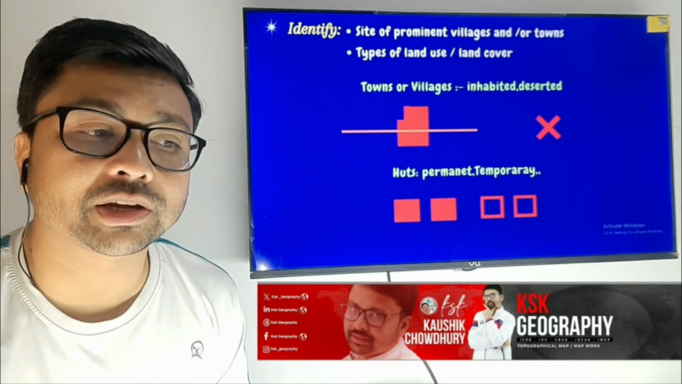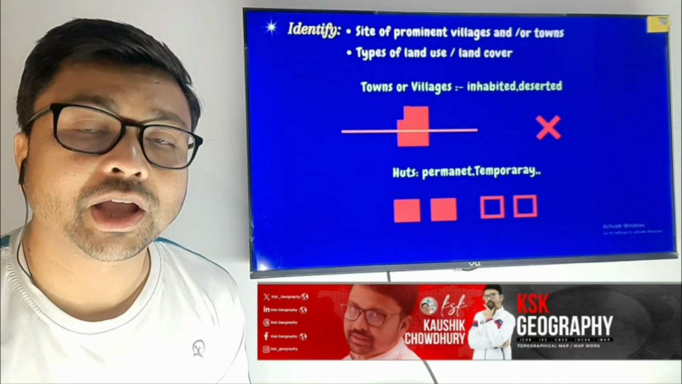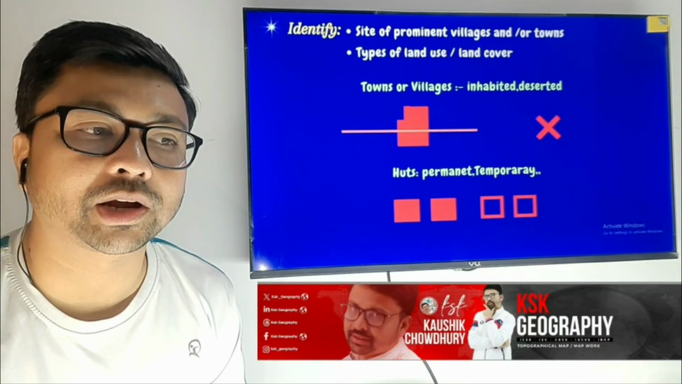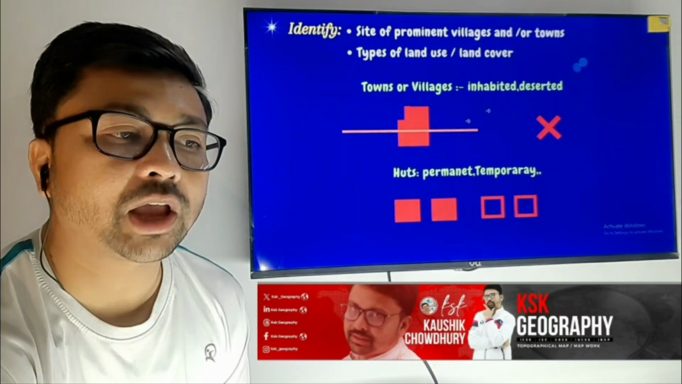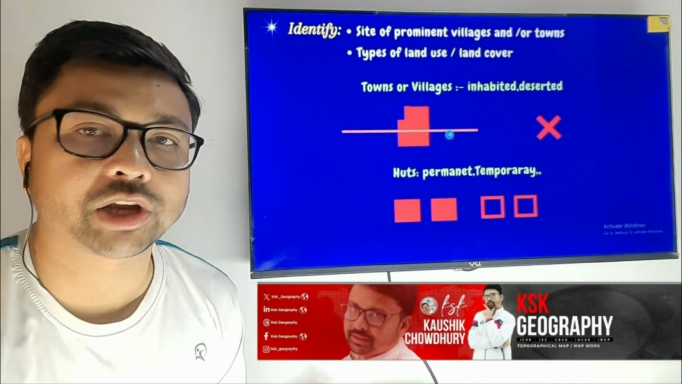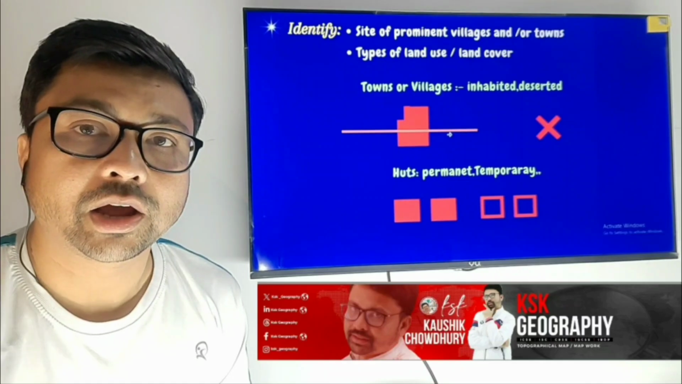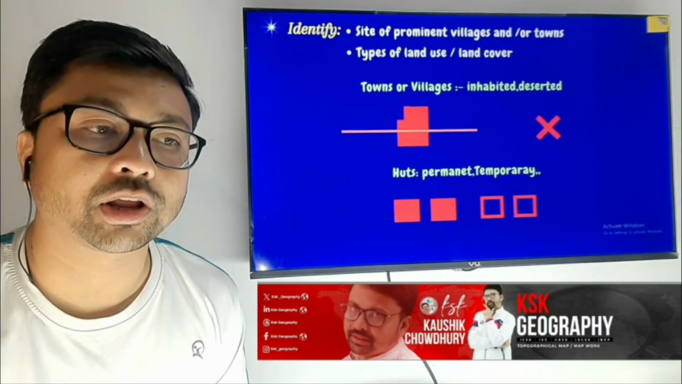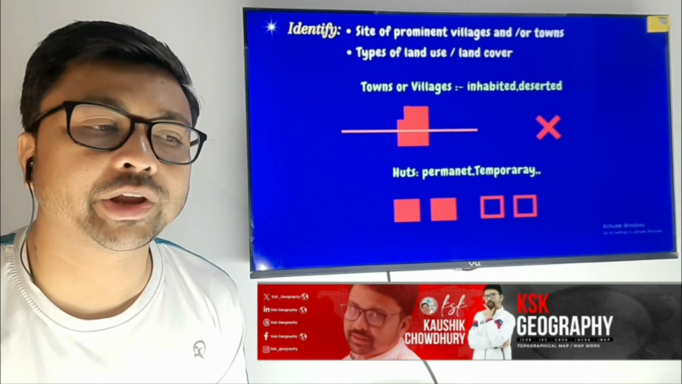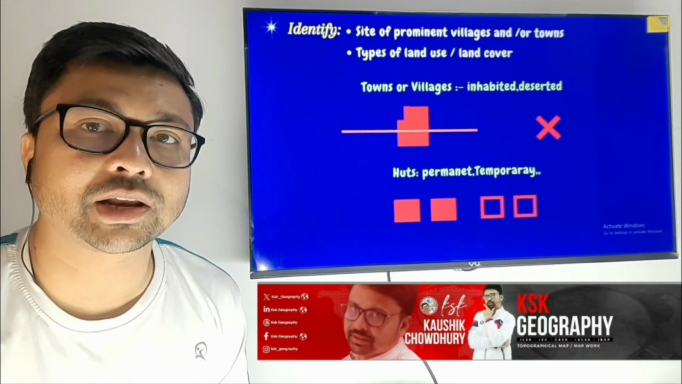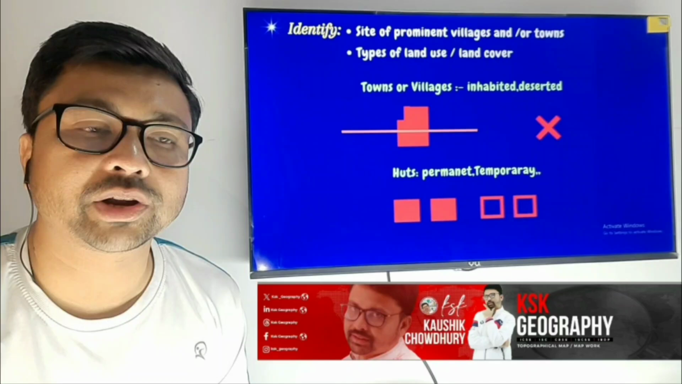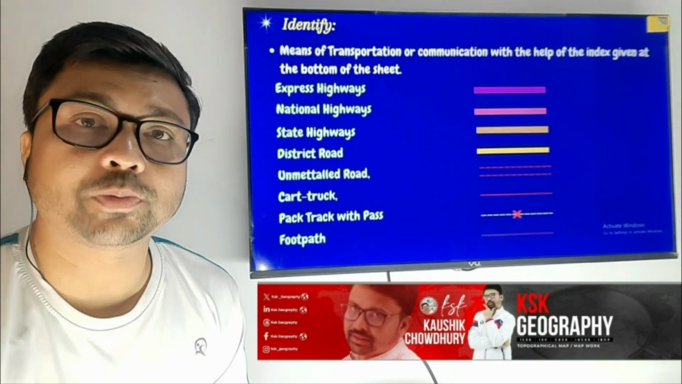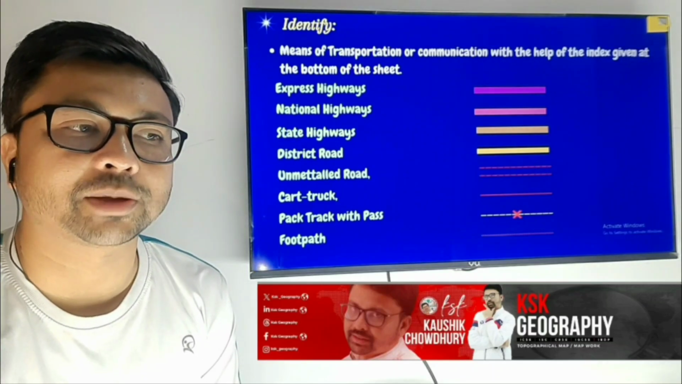When the red box is filled with red color, it means those are permanent huts, and when it is not filled with red color, only a square, it means those are temporary huts. When you see red rectangular boxes, it means those are inhabitants, or you can say cities or villages, right? And when there is a cross symbol in red color, it means those are deserted settlements, so people are not living there.